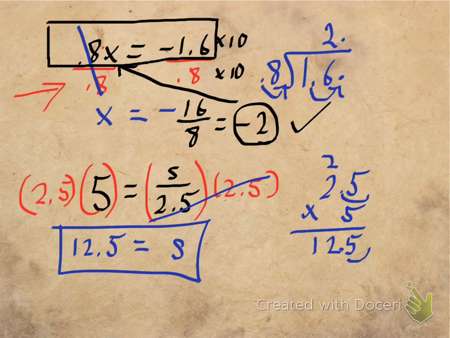And sure enough, if I put that back in for my variable, 12.5 divided by 2.5, think about that in terms of money. If I have $12.50 and I start handing out shares of $2.50 to my friends, I can do that 5 times. So yes, that checks.